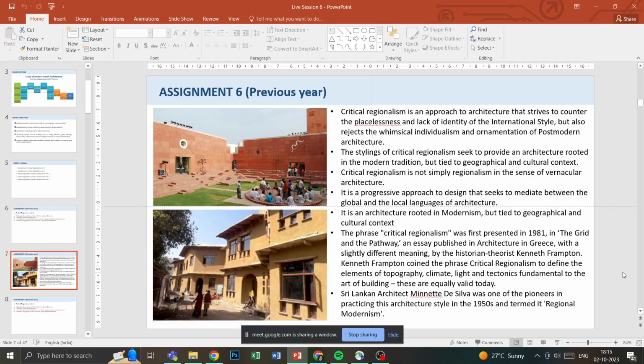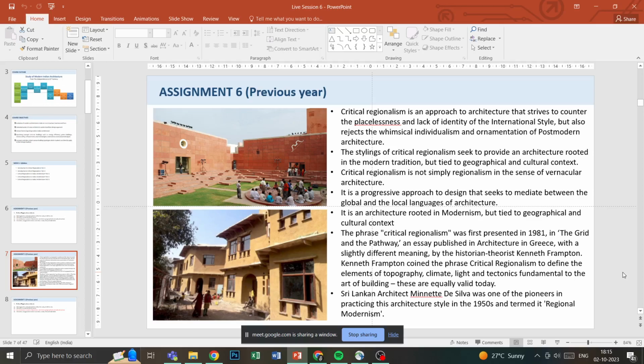The phrase critical regionalism was first presented in 1981 in The Grid and the Pathway, an essay published in Architecture in Greece, with a slightly different meaning, by the historian and theorist Kenneth Frampton. Kenneth Frampton coined the phrase critical regionalism to define the elements of topography, climate, light and tectonics fundamental to the art of building. These are equally important today also.